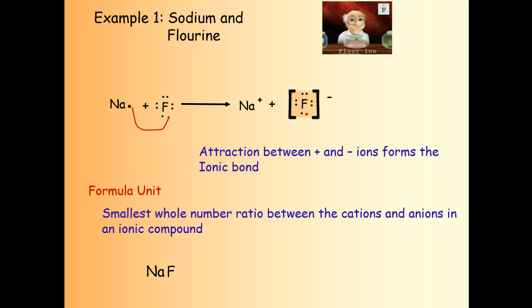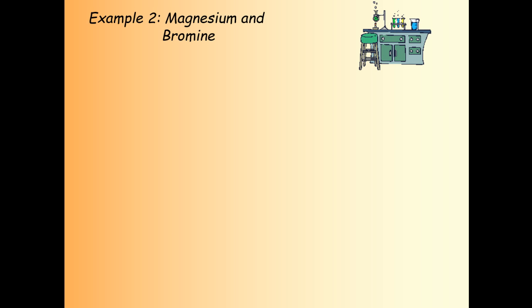Let's take a look at another example. Magnesium and bromine. Magnesium has 2 valence electrons, it's in group 2. And we're going to add that to bromine, which is in group 17, just like fluorine with 7 valence electrons. So magnesium wants to lose its 2, but bromine can only gain 1. So let's show bromine gaining 1 electron. Alright, so magnesium still has 1 to lose.